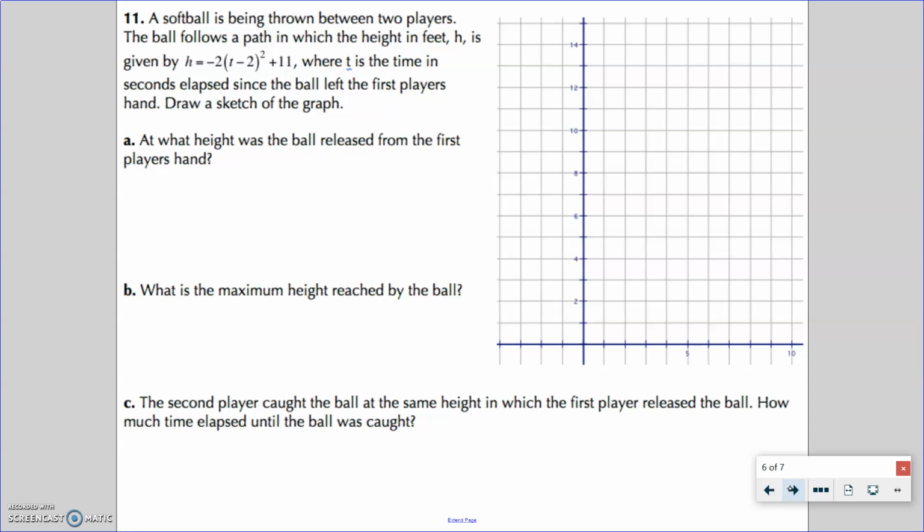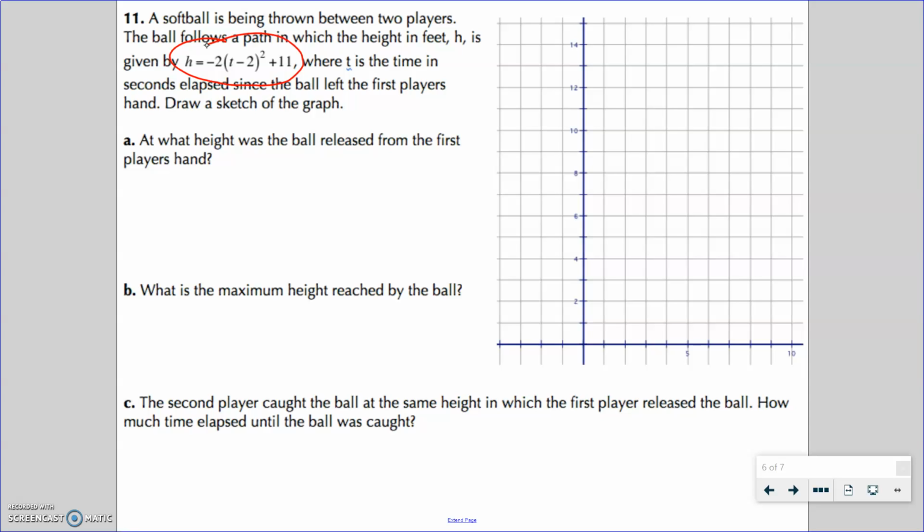All right, so here's an example I want you guys to try. I want you to, on a piece of paper, pause the video, try this question out, and then when you are ready, unpause it. All right, so number 11, a softball is being thrown between two players. The ball follows a path in which the height in feet h is given by, and here's our equation, where t is the time in seconds elapsed since the ball left the first player's hand. Draw a sketch of the graph.